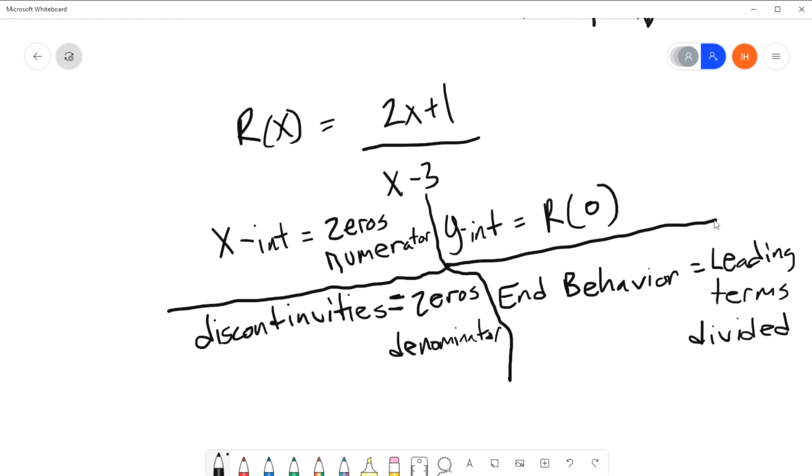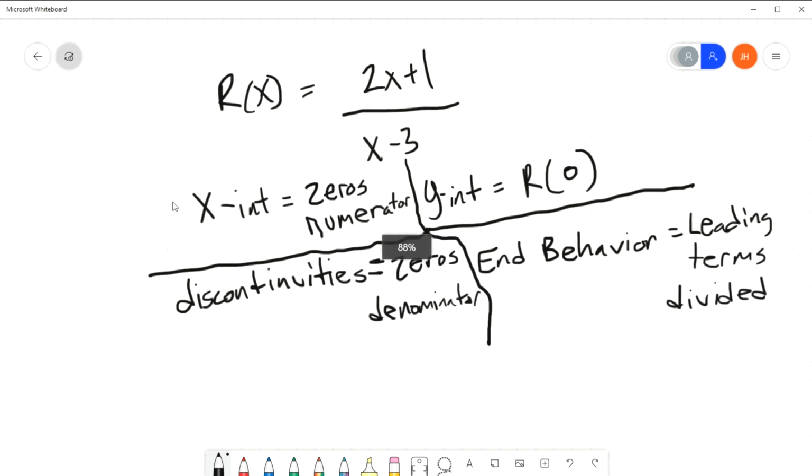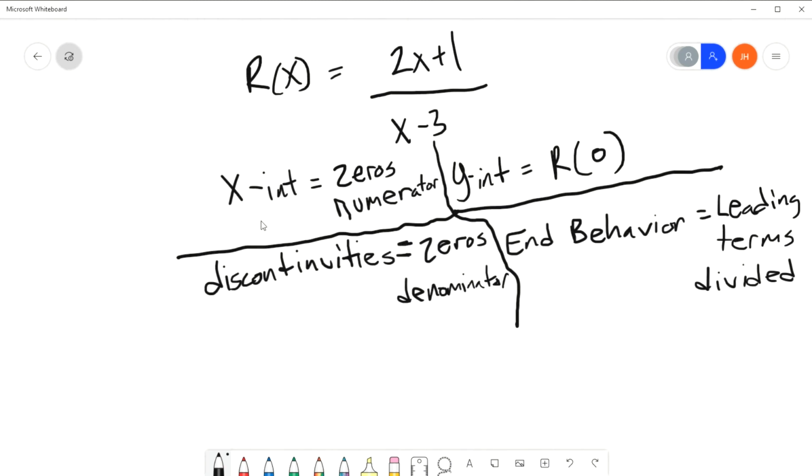So let's use this to solve for all the features of r of x here. The x-intercept would be when this equals 0. That'd be at x equals -1/2. The y-intercept would be when I plug 0 in for x, which would give me 1 over -3. That's -1/3.